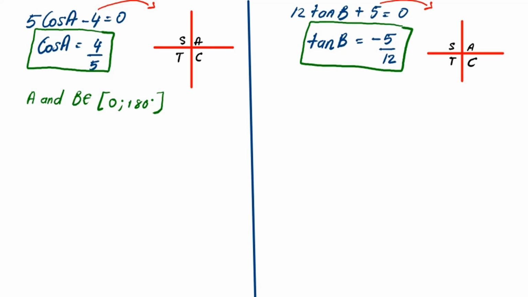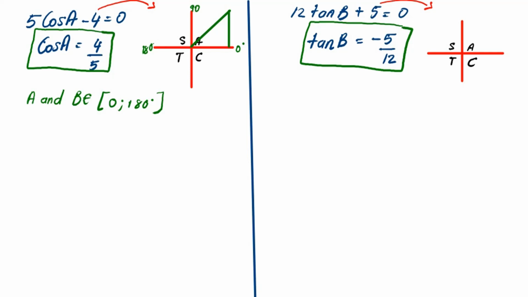So let's start with the left hand side. Cos of A is equal to 4 over 5, right? Like we mentioned, we need to work in the first two quadrants because we're working from 0 degrees to 180 degrees. And where is cos positive in these first two quadrants? Cos is positive in the first quadrant because all of the trig ratios are positive in the first quadrant. Therefore, that is where we are going to draw our triangle.